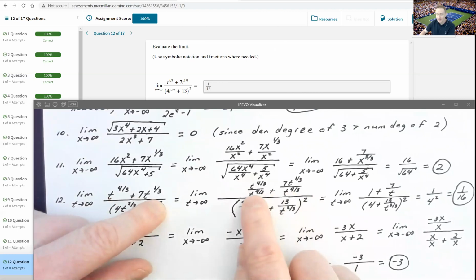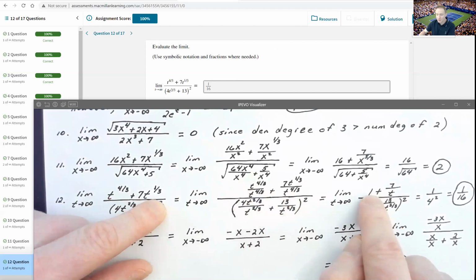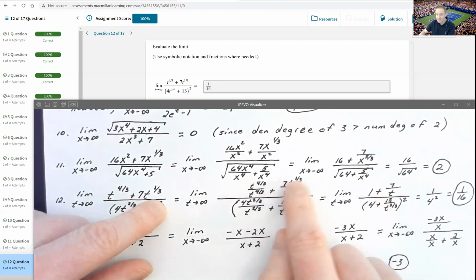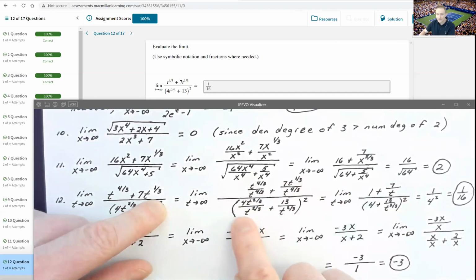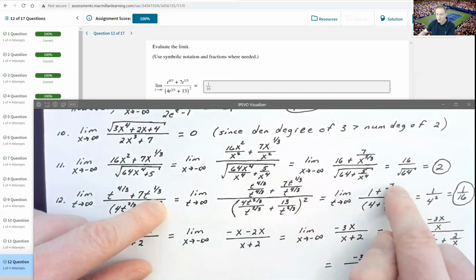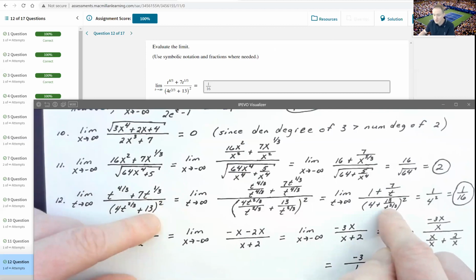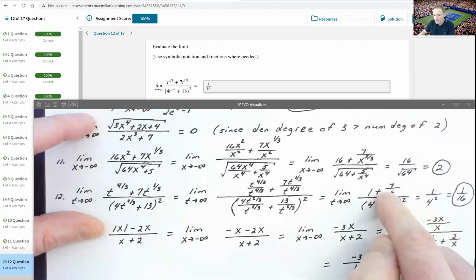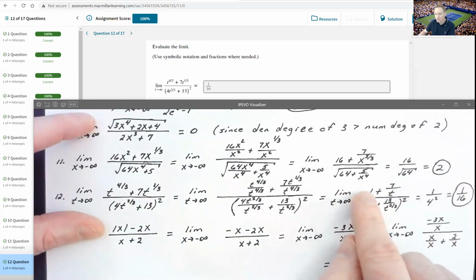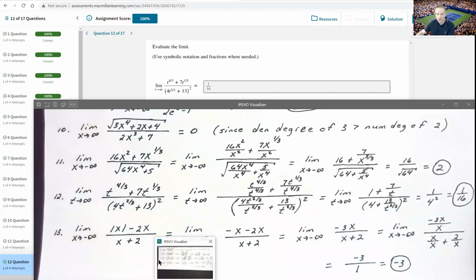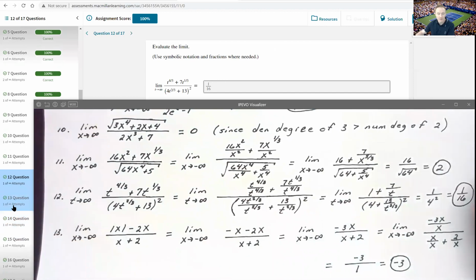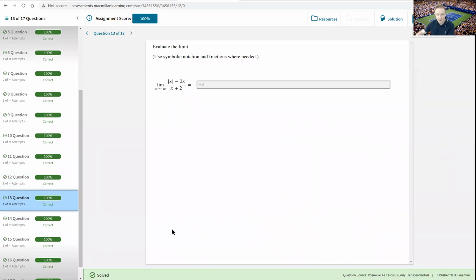Now, when I do that, it's going to simplify out my first term to be 1. My second term is going to be 7 over t to the first. In my denominator, I'll have 4 plus 13 over t to the 2/3. The 7 over t and the 13 over t to the 2/3, as t goes to infinity, those fractions go to 0. So then we're just left with 1 over (4 plus 0) squared. That's 1 over 4 squared, or 1/16. Gorgeous stuff. Moving on down through here, number 13.